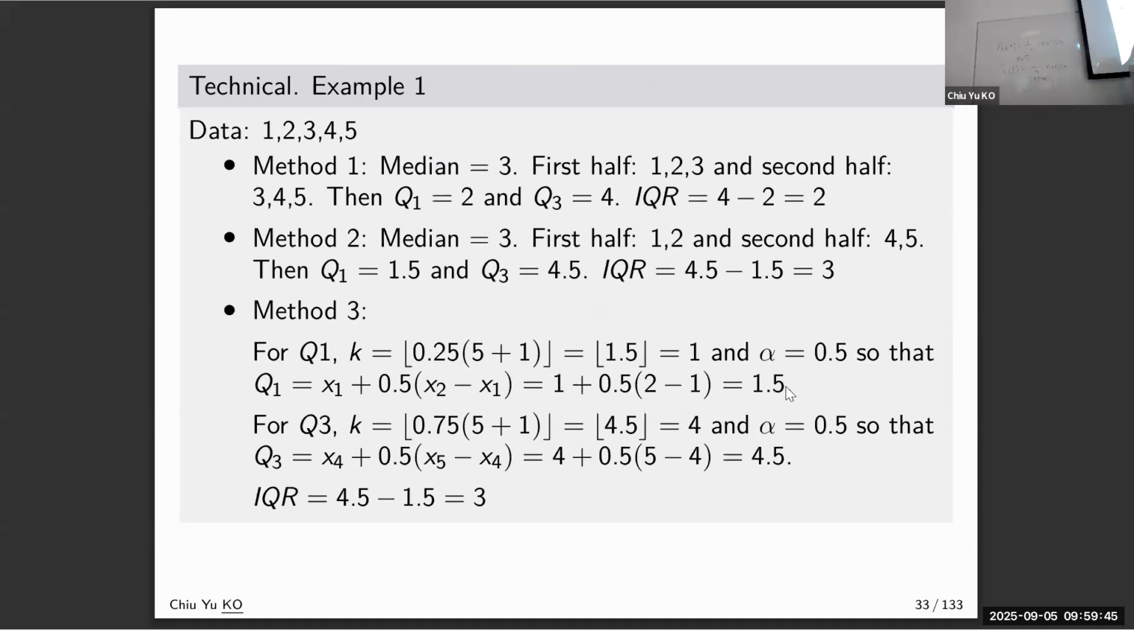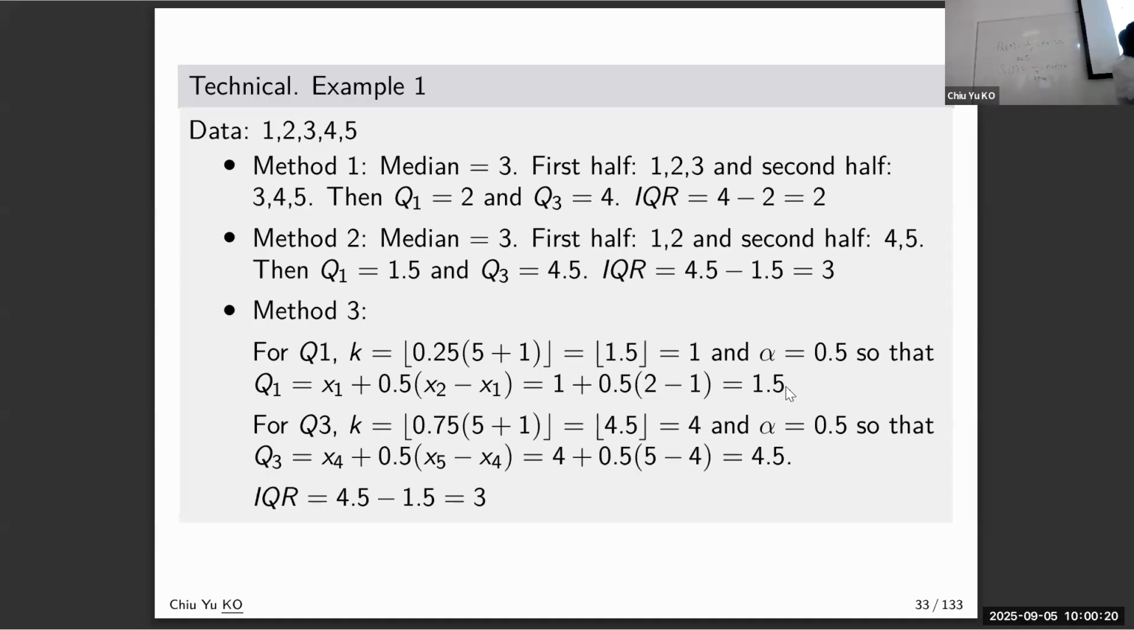In this case, Q1 is a quarter of n plus 1. N is 5, n plus 1 is 6, and 6 divided by 4 is 1.5. So 1.5 means you take the first data, x1, which is 1, and go halfway between 1 and 2, and this gives 1.5.